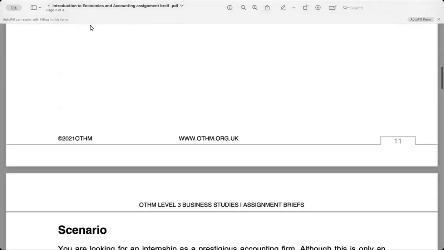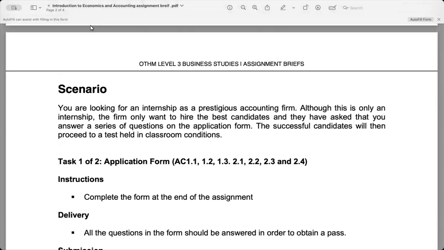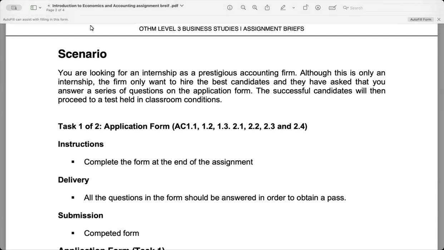So now we will discuss how to successfully complete your OTHM level 3 business studies assignment. This assignment is designed to test your understanding of accounting and economic concepts and how well you can apply them in practical business scenarios. So basically, the assignment consists of two key tasks: application form, task 1. This section tests your knowledge of key accounting and economic concepts.